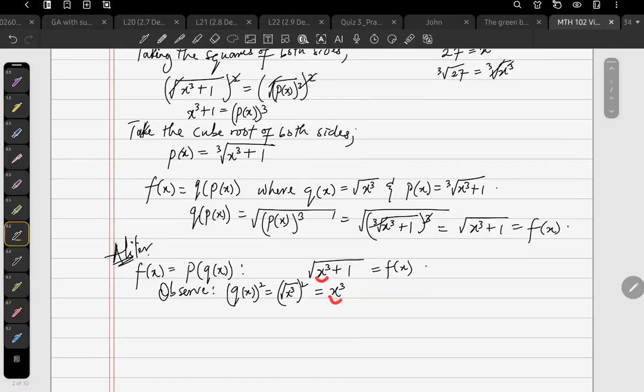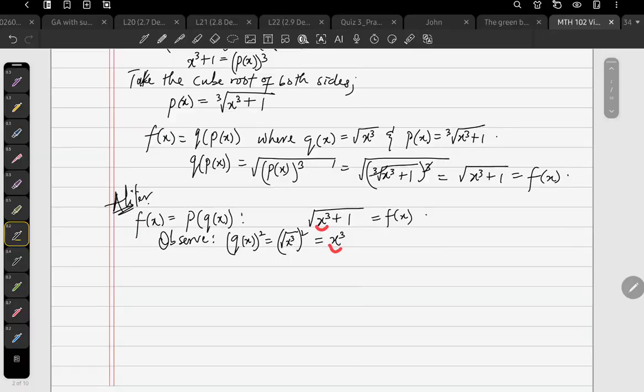So what else do we need? We need plus 1 and a square root. So we know that if we do q of x squared plus 1 and we take the square root, that will give us f of x. So why not do p of x equal to the square root of x squared plus 1.